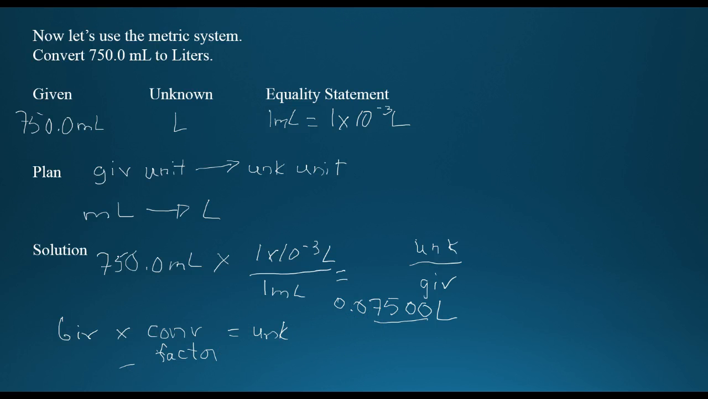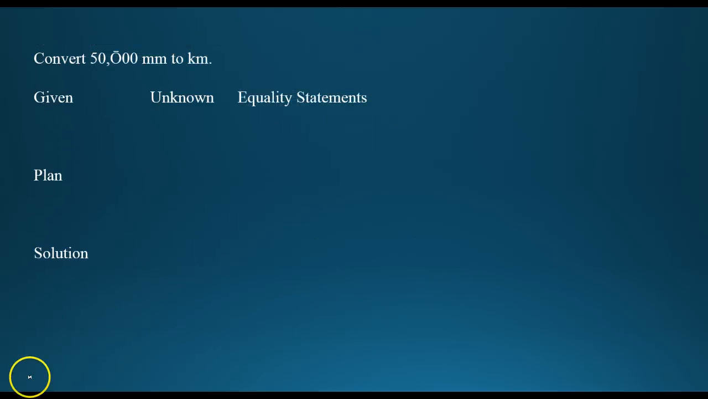Okay, let's take a look at another example. In this example, we want to convert 50,000 millimeters to kilometers. Now take a look at this. We have two prefix units. When you have two prefix units, you are going to have two equality statements.